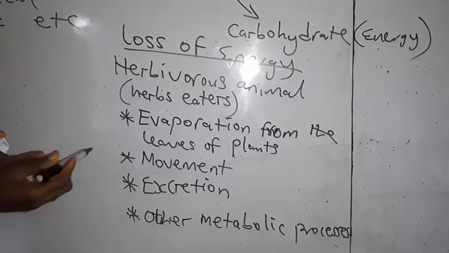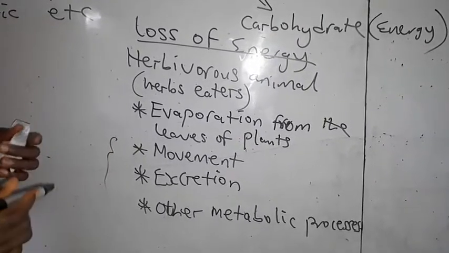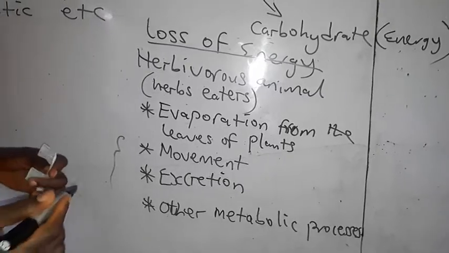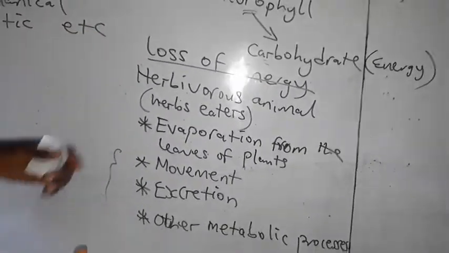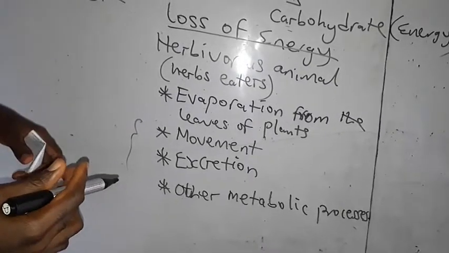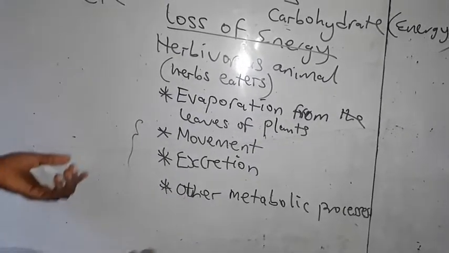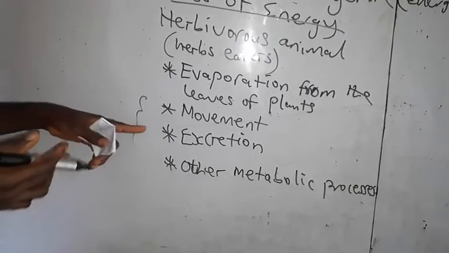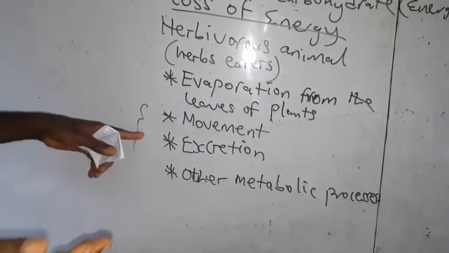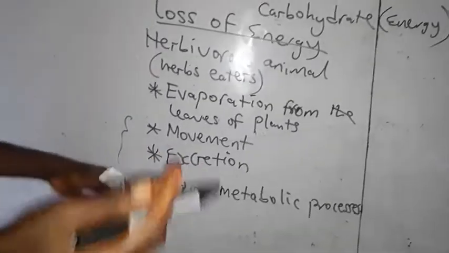Energy can be lost in animals when they move. Take for instance, you embark on manual labor. You discover that at a point you become exhausted. Why? Because the calories, the energy in you, has been utilized; it has been lost. So energy can be lost. Energy can be lost through excretion, removal of waste products, and other metabolic processes.